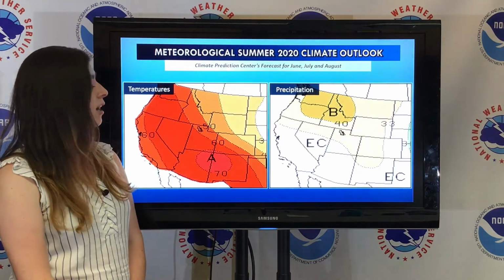And finally, looking at the precipitation and temperature outlooks for the months of meteorological summer. Meteorological summer is the months of June, July, and August. Right now, temperatures are favoring above normal temperatures for all of eastern Utah and western Colorado. And as far as precipitation goes, right now odds are favoring below normal precipitation across eastern Utah and western Colorado.